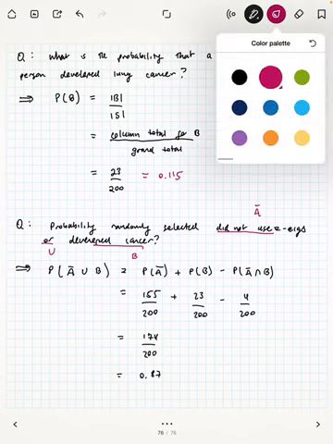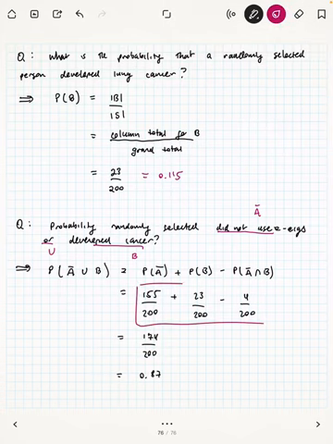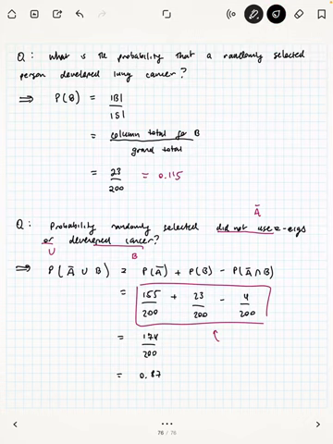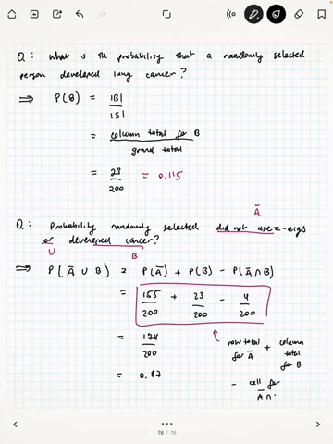Alternatively, at this step, we could have done the row total for A bar plus the column total for B minus the cell for A bar intersect B. And it would give us the same thing, that whole thing in the numerator, divided by the grand total, and it should give us the exact same probability.